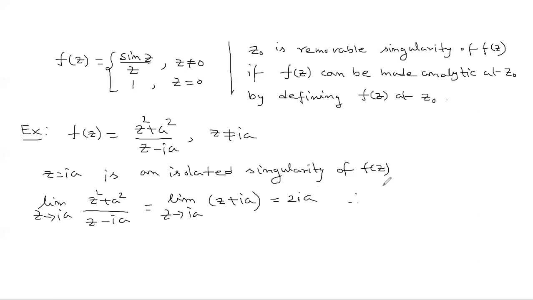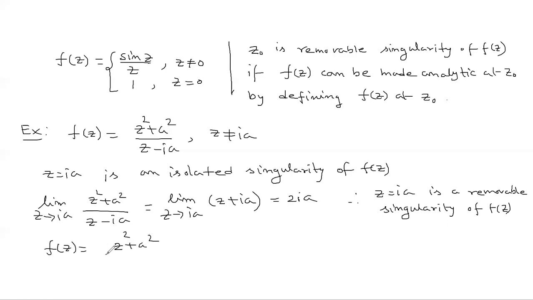So here we can conclude z equal to ia is a removable singularity of the function f(z), since this limit exists finitely. Since this is a removable singularity, we can redefine the function f(z) as (z square plus a square) by (z minus ia) whenever z is not equal to ia, and equal to 2ia whenever z is equal to ia. So with this definition, the function f(z) becomes analytic at the point ia.